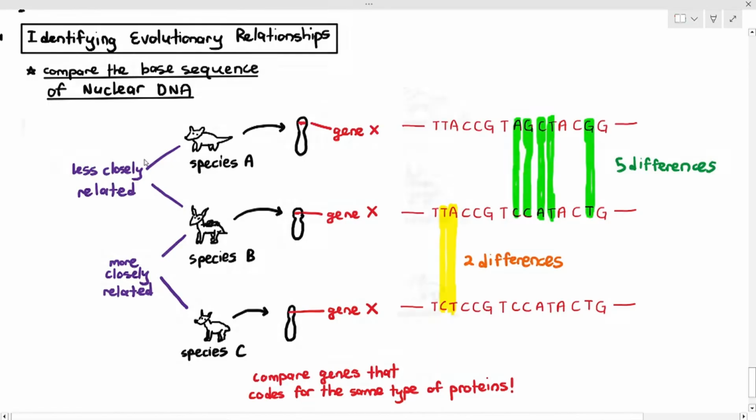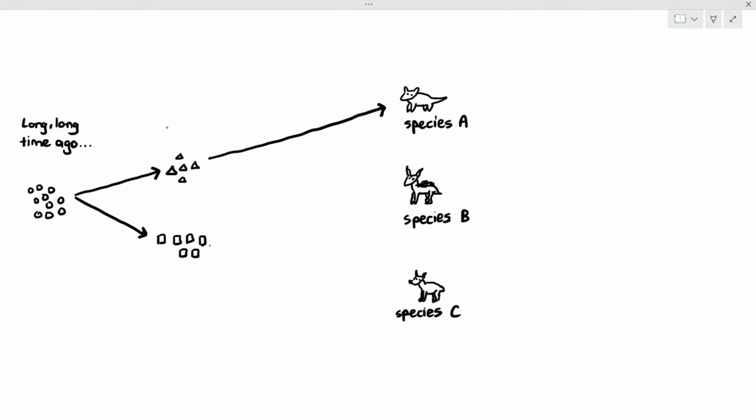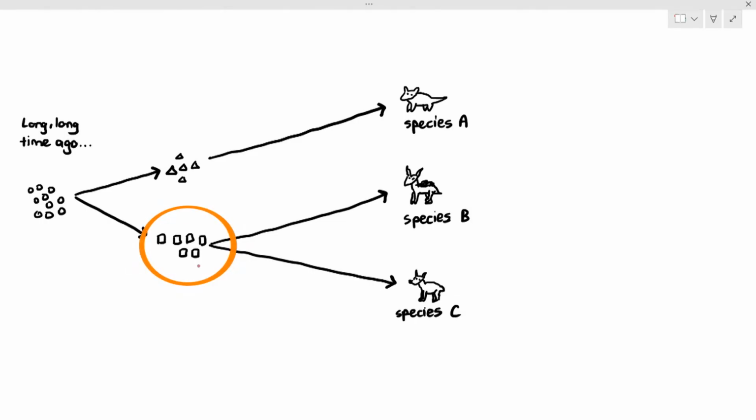So what this implies is that long ago, there was a particular species that existed. That species diverged due to separation and underwent speciation to become 2 different species. This existed maybe thousands of years ago. That triangle-shaped species would evolve to become species A, but the square ones will then diverge further to become species B and species C. So this implies that species B and species C would have a more recent common ancestor, but species A, B, and C share a less recent common ancestor. Now, this is by comparing nuclear DNA.